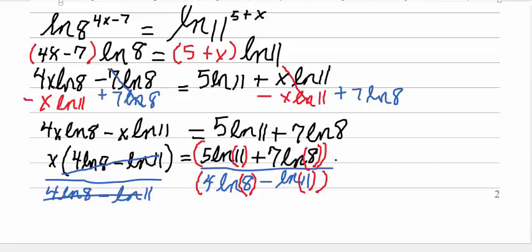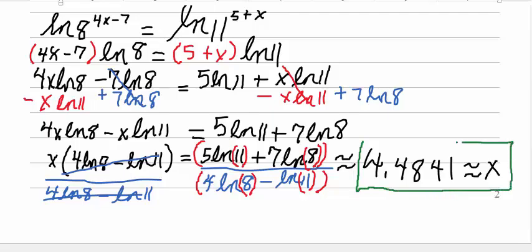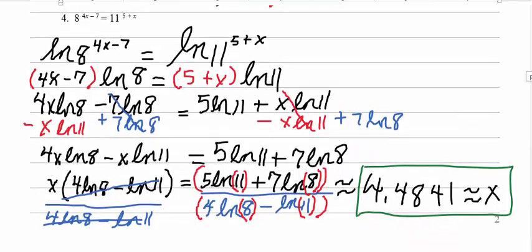If when you hit your natural log button on your calculator you don't get a parenthesis, then you don't need the parenthesis around the 11 and the 8. But if when you hit your natural log button you get natural log and a parenthesis, you will need those parentheses. Alright, so you have to parenthesize as shown to find that x is approximately 4.4841. And we can check this.